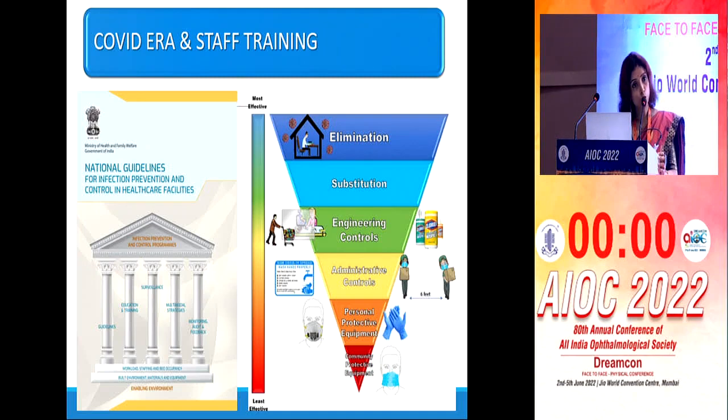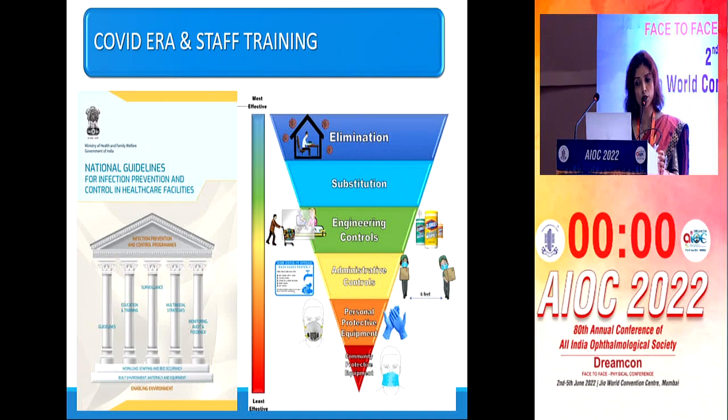Coming to the post-COVID era and how we are dealing with our patients in the post-COVID era, staff training is something which is very important. You have to train your staff at regular intervals on what they should and should not do. This is the national guidelines for infection prevention and control, and this is the hierarchy of controls of how to prevent ourselves and our healthcare workers.